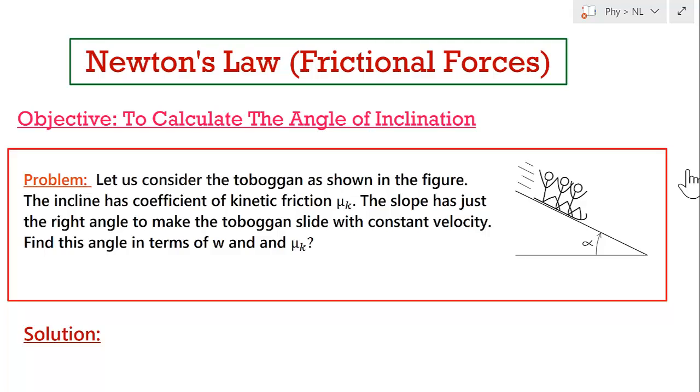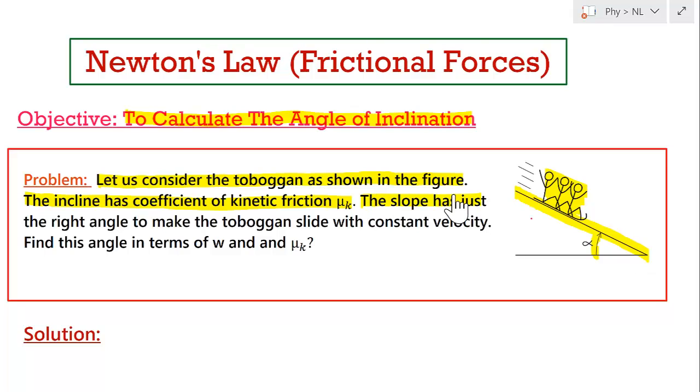So the objective of this session is to calculate the angle of inclination. In other words, what is this angle alpha for the given problem. So this problem says, let us consider the toboggan as shown in the figure. So this is the toboggan. The incline has coefficient of kinetic friction mu k. So the coefficient of kinetic friction for this incline is given and this is mu k.